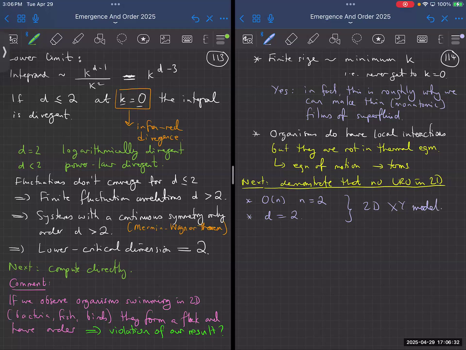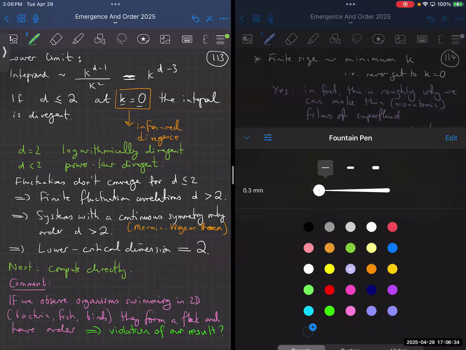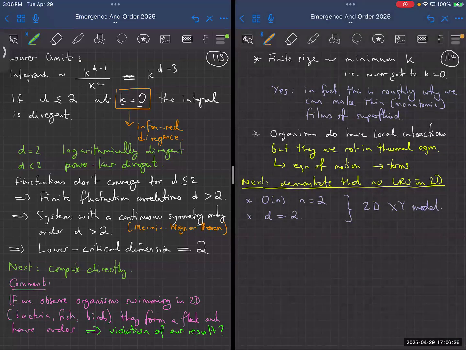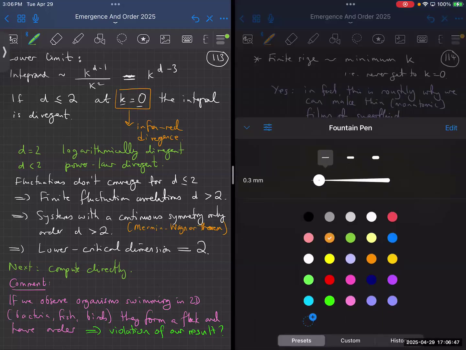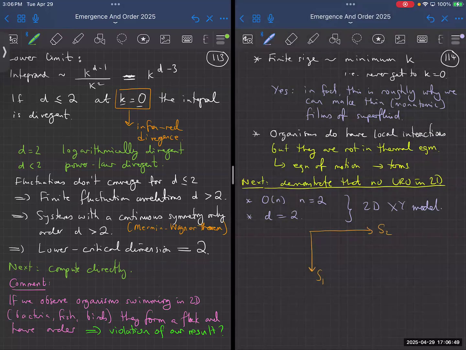So let's have a look at what the order parameter looks like for the 2D XY model. So in the 2D XY model, I've got two components. I'll call them S1 and S2. The order parameter could be, say, like this. So here is the vector S, and there is an angle here, which I will call theta, and we're going to make the order parameter have a unit magnitude.